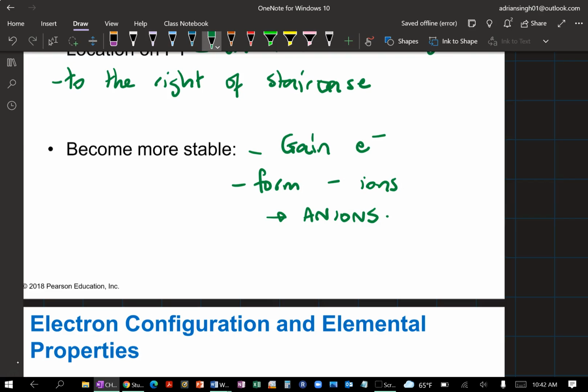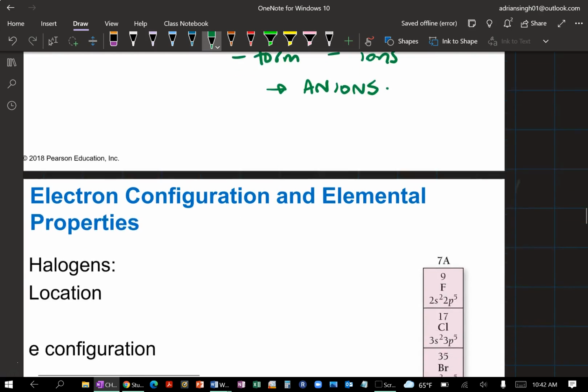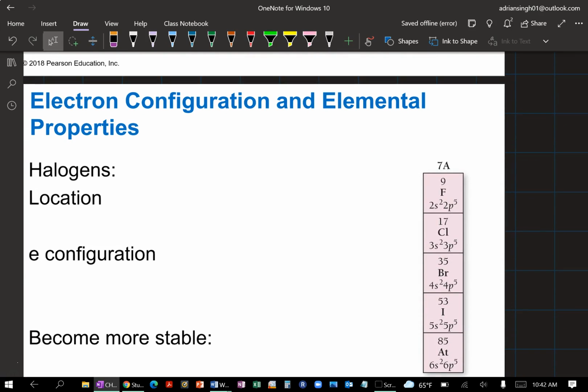So let's take a look at a couple of these specific groups or columns on the periodic table. Well, first of all, take a look at the group 7 elements, which are collectively known as the halogens, or halogens if you want to pronounce it that way.